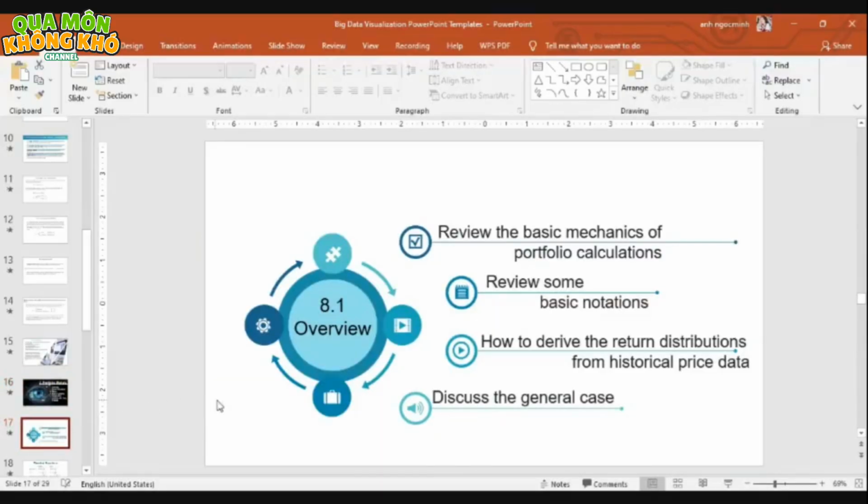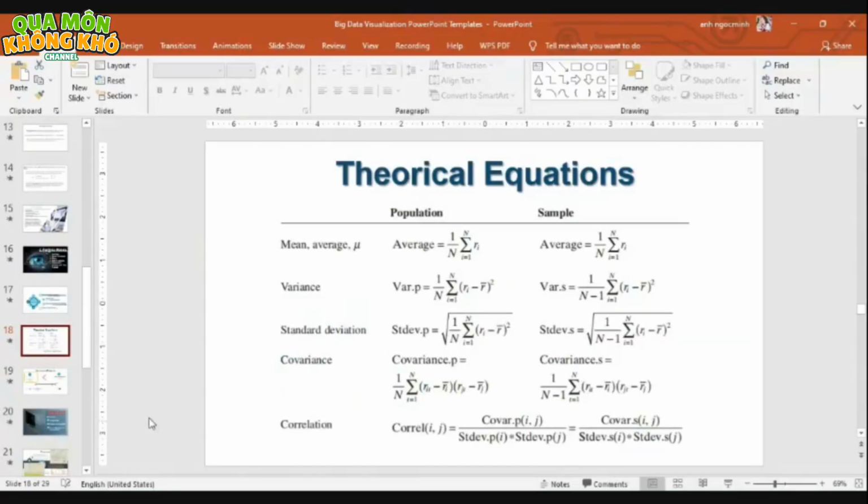About the overview, I would like to review the basic mechanics of portfolio calculation and some basic notations like expected returns, variance, standard deviations, correlation, and covariance. And based on the historical price data, how can we construct the portfolio? I will apply these in Excel, but before that, I would like to emphasize some key points. First is the theoretical equations. Let's have a quick look at these equations.